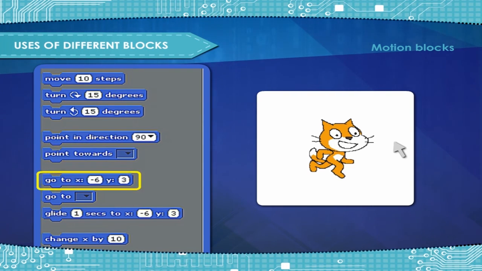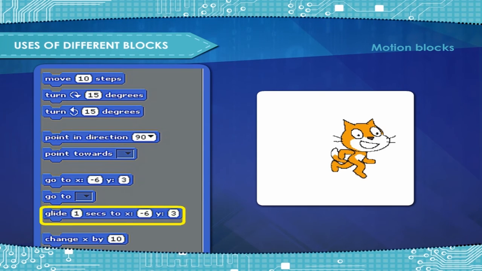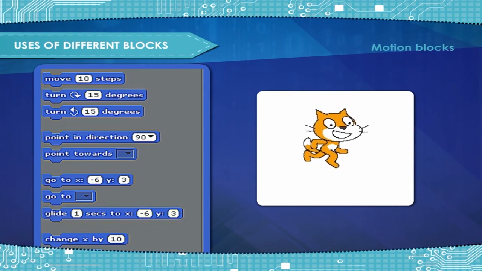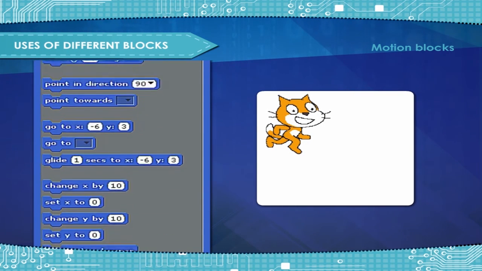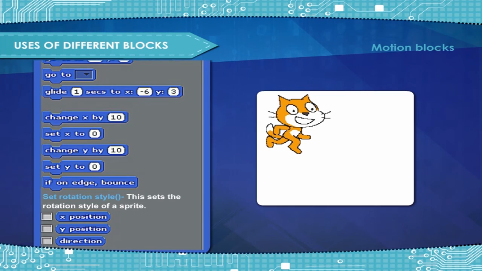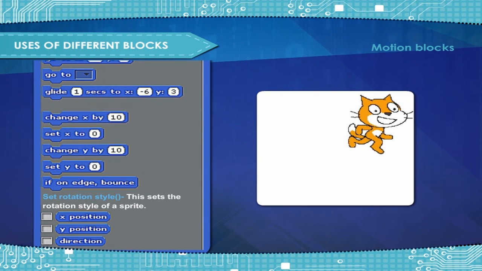Go to. Moves the sprite to the mouse pointer or another sprite. Glide seconds to X, Y. Glides the sprite to the location taking as long as the specified amount of time. Change X by. Changes the sprite's X position by the amount.